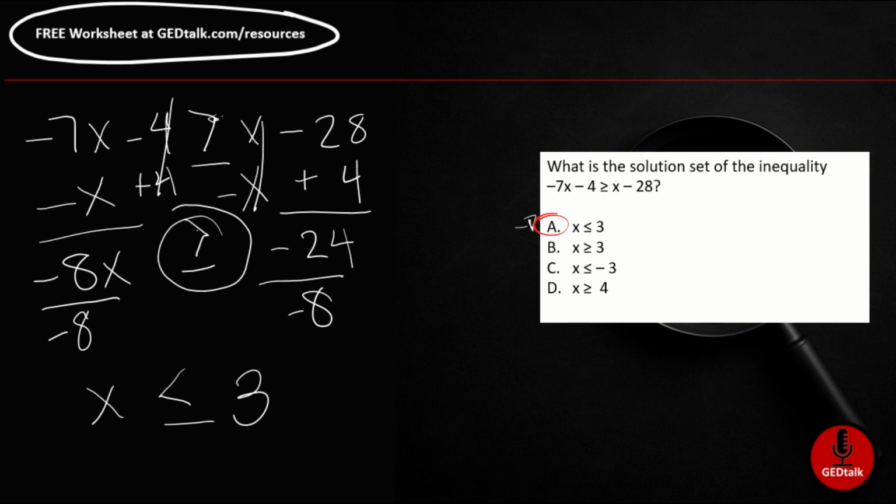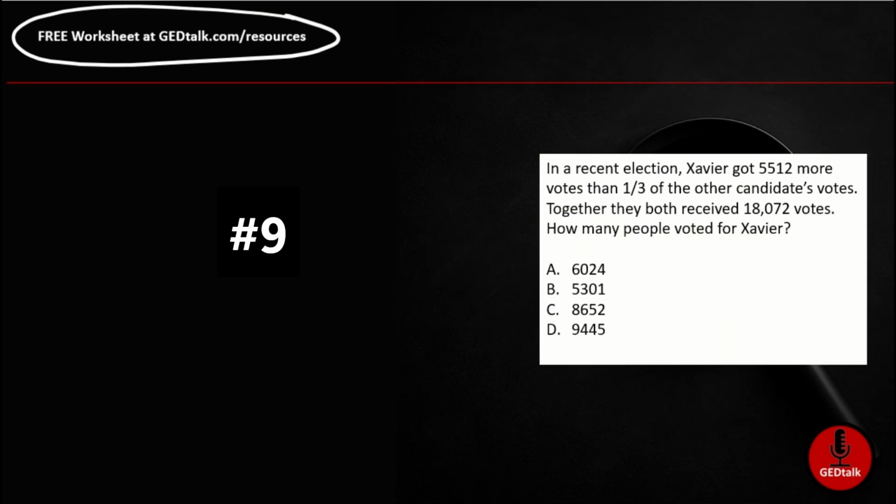Good job, folks. Let's tackle this last problem, folks. It reads, in a recent election, Javier got 5,512 more votes than 1/3 of the other candidates' votes. Together, they both received 18,072 votes. How many people voted for Javier?